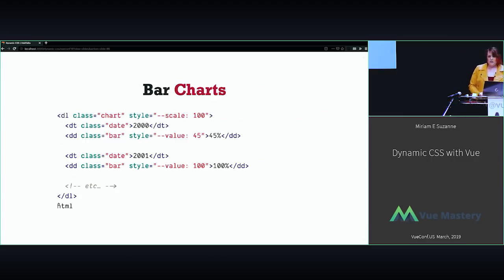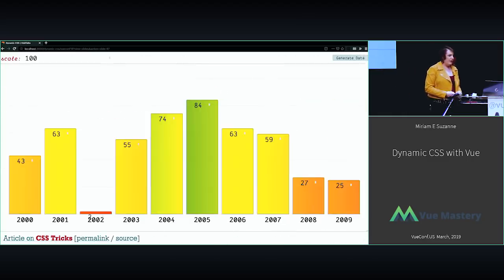So then I saw somebody wrote an article on CSS Tricks about bar charts, and they didn't use variables. And I was like, how can you not use variables? Let's do that. So this is the code I started with. I think I've actually switched to tables at this point, but it's the same exact idea. I'm passing in a scale on the outer one, and then I've got the values themselves on the inner.